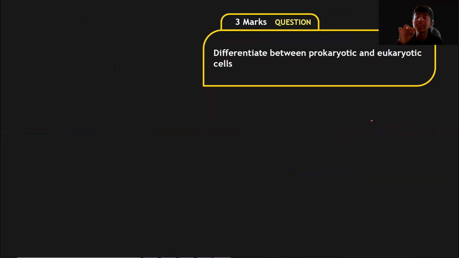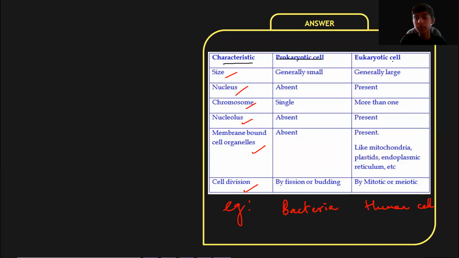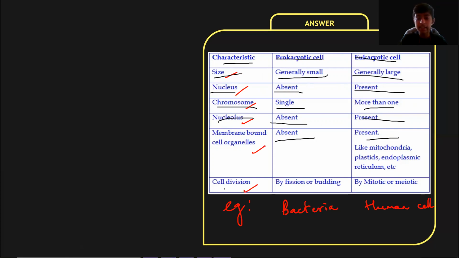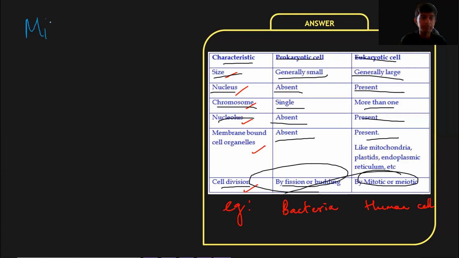Differentiate between prokaryotic and eukaryotic. This is a fixed question. You can read it. See, characteristic: prokaryotic and eukaryotic. Size, generally small versus generally large. Nucleus absent, present. Chromosome, single chromosome in prokaryotic cells, more than one in eukaryotic. Nucleolus absent, present. Membrane-bound organelles absent, present. Cell division by fission or budding, and by mitotic and meiotic. That means the two processes that we have learned, mitosis and meiosis.